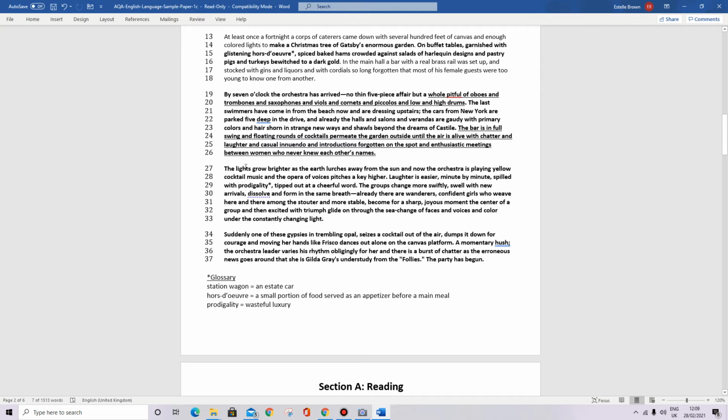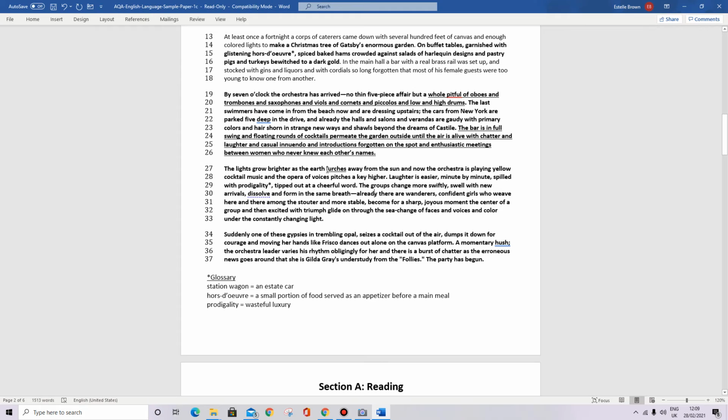So let's go down a little bit further. The lights grow brighter as the earth lurches away from the sun. Oh, lurches. That's a weird word. I'm going to highlight it because it's a weird word and then come back to it later, see if I can work it into anything.